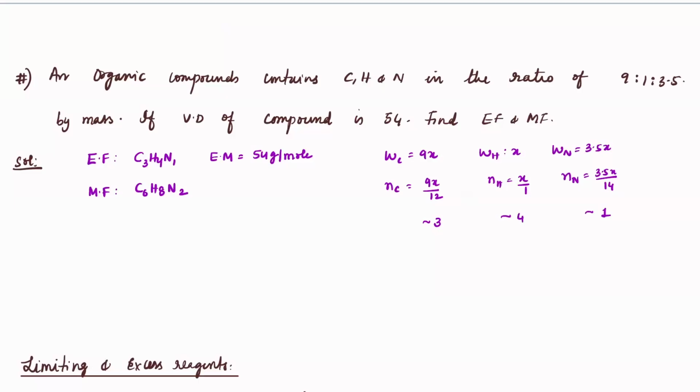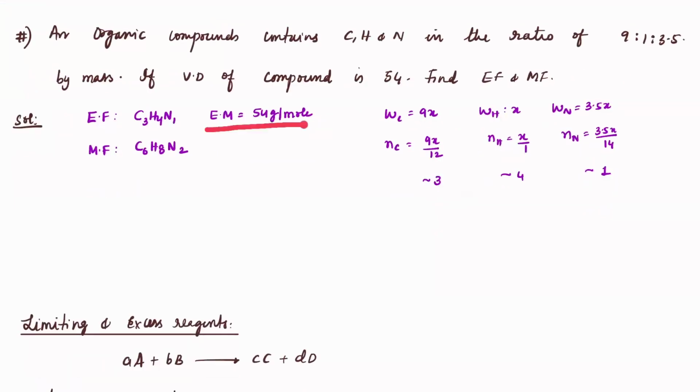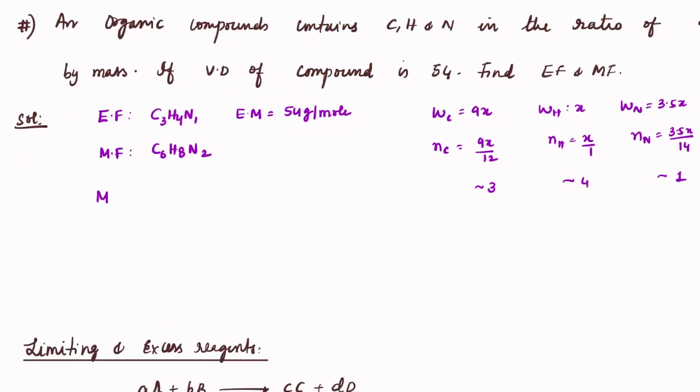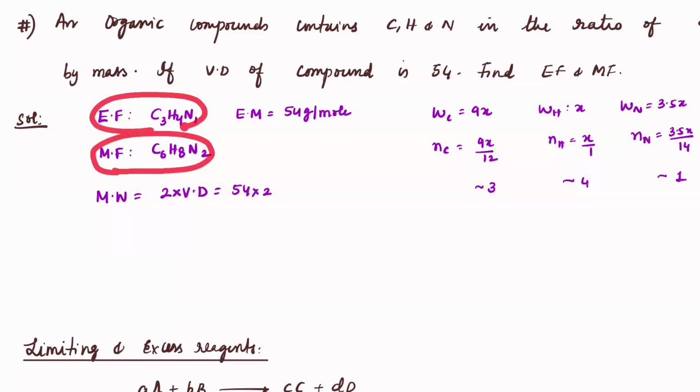Correct? Since you notice that the empirical mass and vapor density are matching, the molecular weight will be 2 times the vapor density. We learned that vapor density is molecular mass by 2. So that has to be 54 into 2, correct? Which means the molecular formula should be just double the empirical formula. So that is the formula part. Okay.